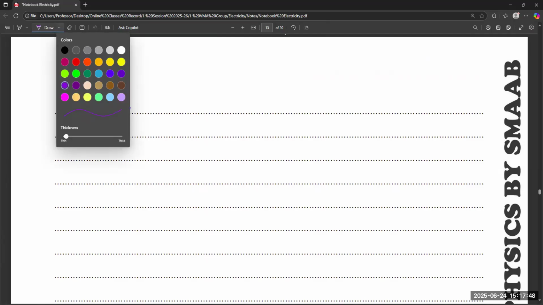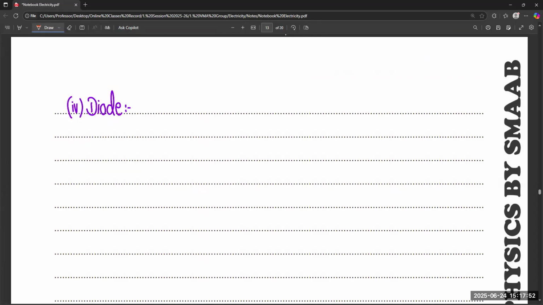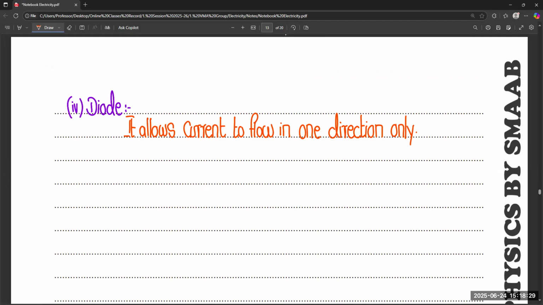Okay, a diode is basically a component which allows current to flow in one direction only. And the symbol for a diode is like this. So this is the symbol for a diode.